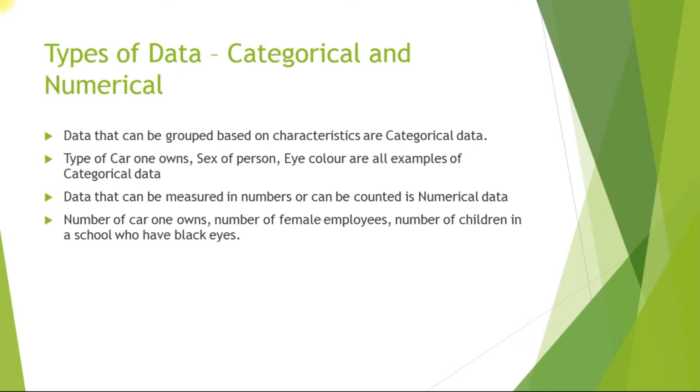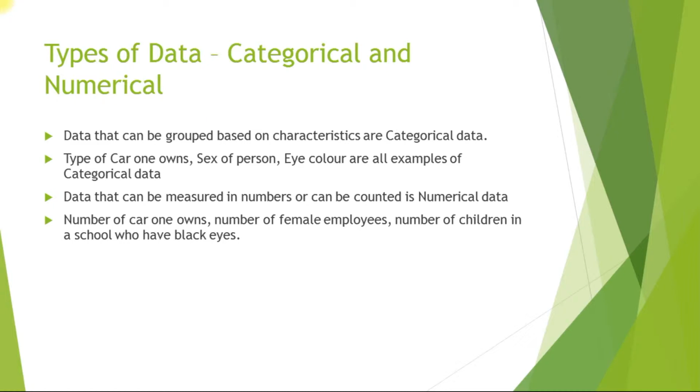The sex of a person may be male or female. He can be categorized as a male or as a female, which is also categorical data. The eye color, like whether an eye color can be blue, someone can have black eyes, are all examples of categorical data.